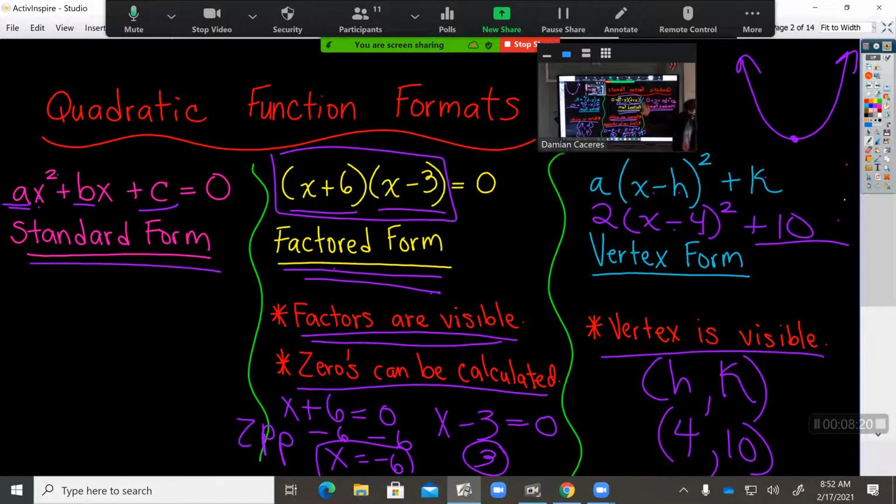There's no need to do, no. The vertex has nothing to do with the 2. The vertex only has something to do with h and k. Now, watch this.